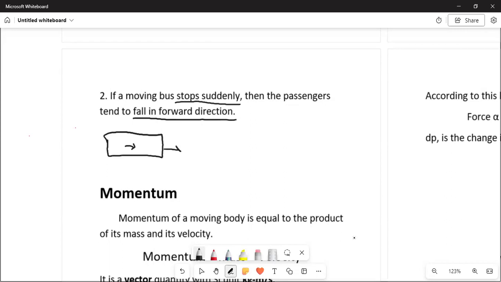Why does this happen? Because the bus stops its motion, but the people in the bus will continue their motion, and because the bus stops, they experience a jerk or a sudden push as they were in motion. To understand, if you are at rest, you will continue to be at rest, and if you are in motion, you will continue your motion in a straight line. This is the statement of our first law of motion.